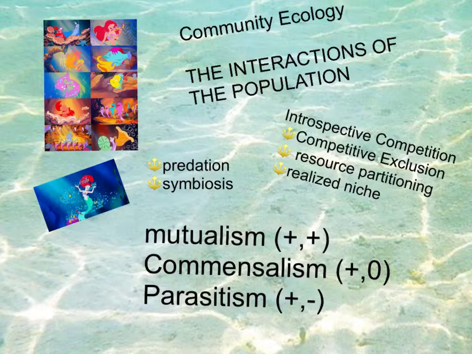Mutualism is when both of the species benefit. The next one is commensalism, when one benefits and the other stays neutral. And the next one is predation, when one benefits and the other ends up probably dying.